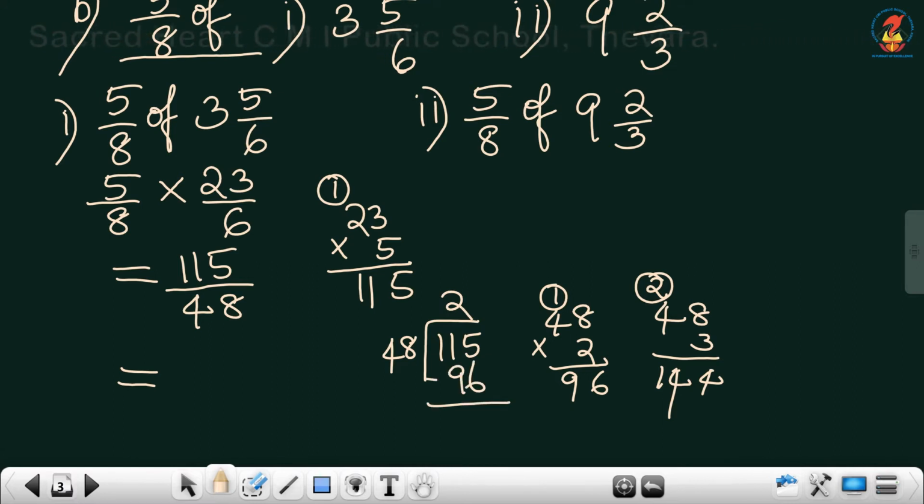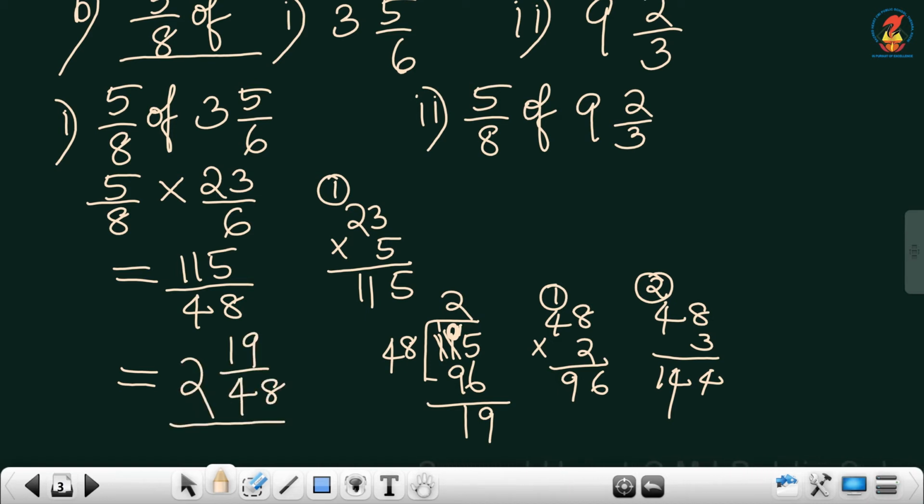96. Again do the subtraction. 15 minus 6, what is the answer? 9. Then here what will happen? 0. It will become 15. So 15 minus 6 is 9. 10, 0, again borrow 1 from here and make it as 10. 10 minus 9, 1. So what is the answer you got? 2, 19 by 48. Okay, so what is the answer you got here? 2, 19 by 48. Clear children?